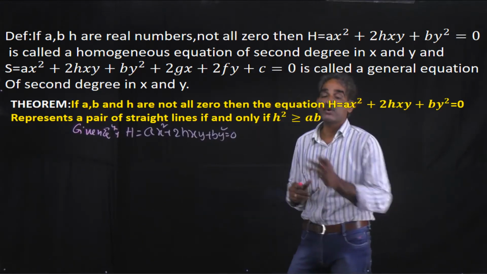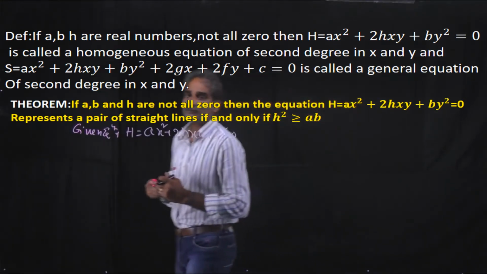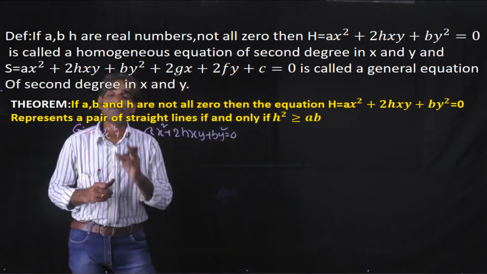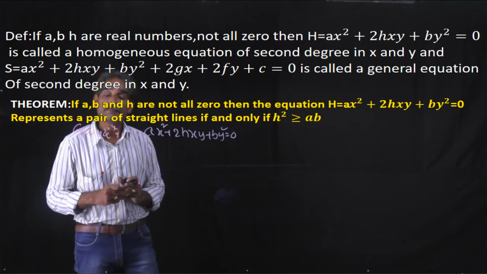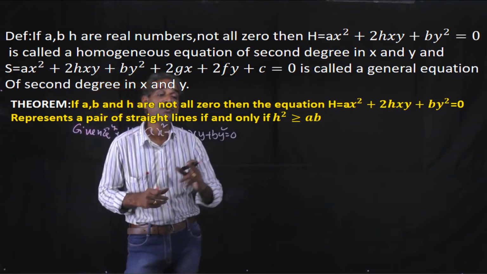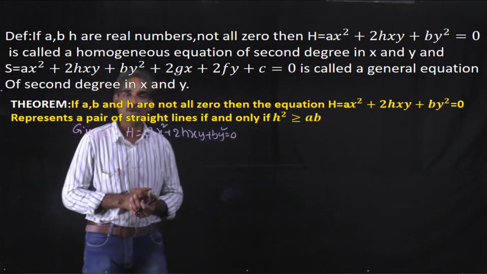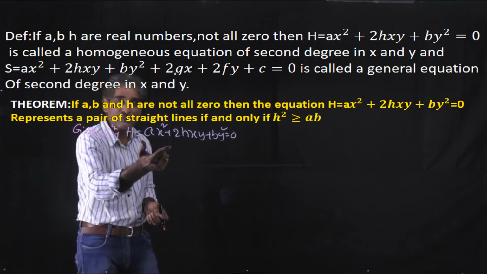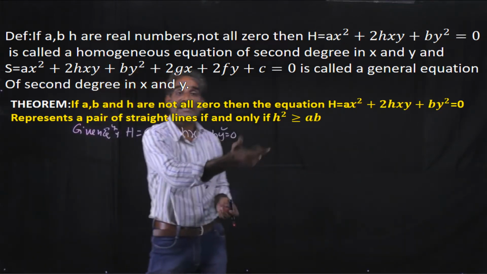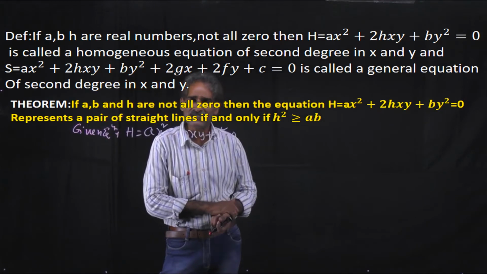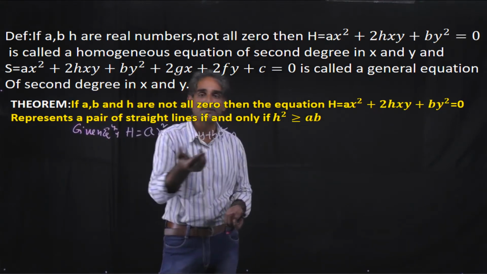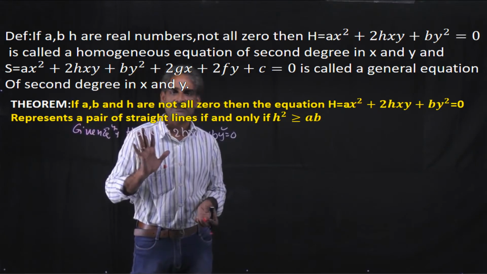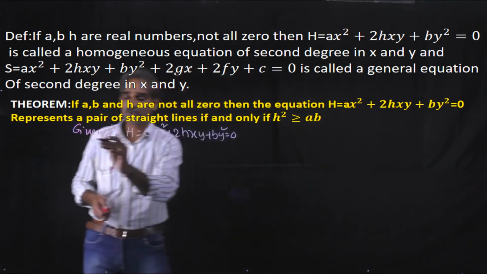Okay, so now come to the theorem. Here, if a, b, h are not all zeros, then the equation represents a pair of lines if and only if h square is greater than or equal to ab. We have to prove that this represents a pair of lines if and only if h square is greater than or equal to ab. It means if it represents a pair of lines, h square is greater than or equal to ab, and if h square is greater than ab, it represents a pair of lines. Understand?